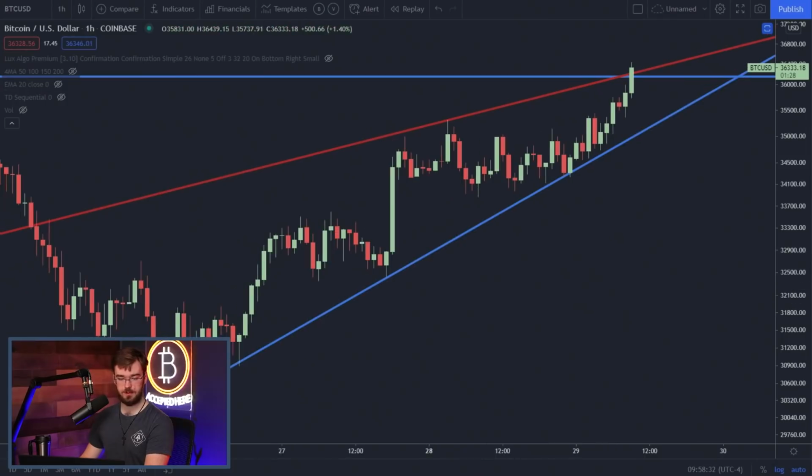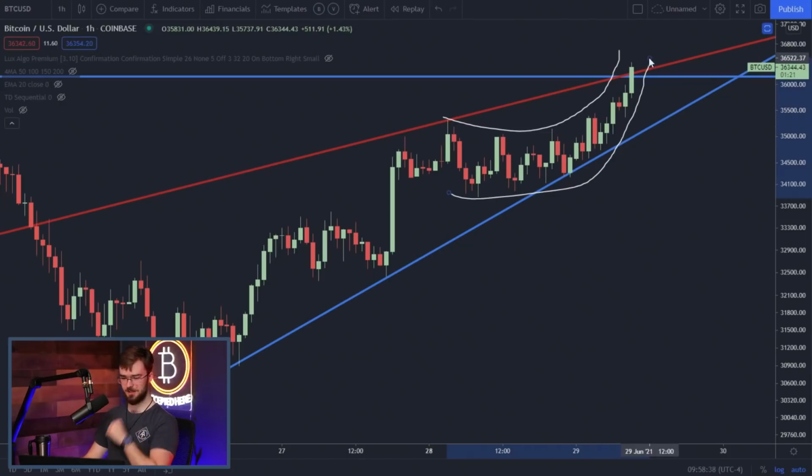In fact, we've also seen that there's something called a parabolic trend line showing up as resistance and also as support right here. Excuse me, I'm sorry.